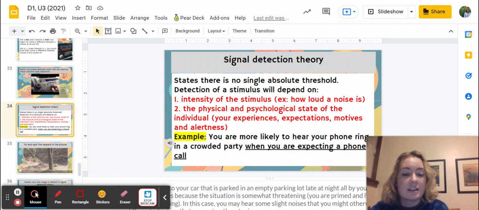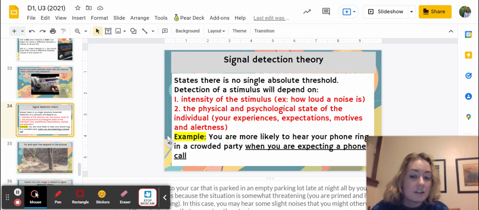Your physical and psychological state. So your past experiences, maybe the things you're picking up and sensing, your expectations, your motives, your alertness. Are you sleepy, or are you very focused? So taking into consideration the context and your state of mind.